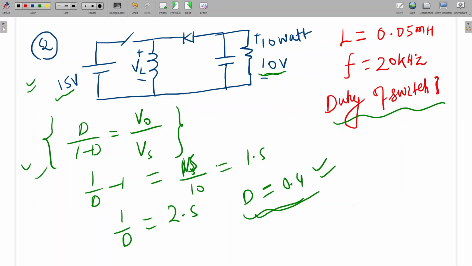So 1 minus D square. What formula we have derived? This is critical, 2L by R times F. This should be greater than 1 minus D square. Then only we will say that this converter is working in continuous conduction. So can anyone calculate this value? 2LF divided by R.